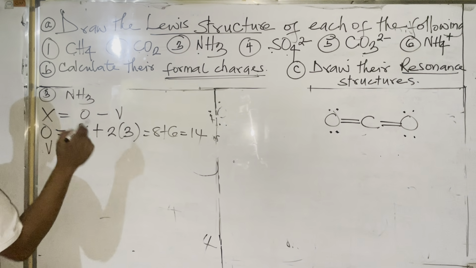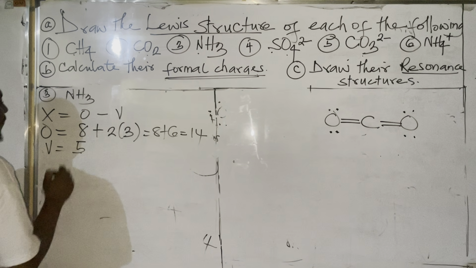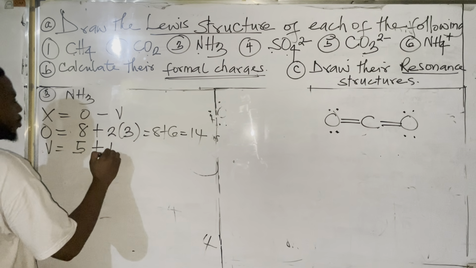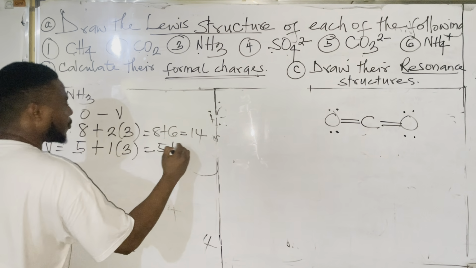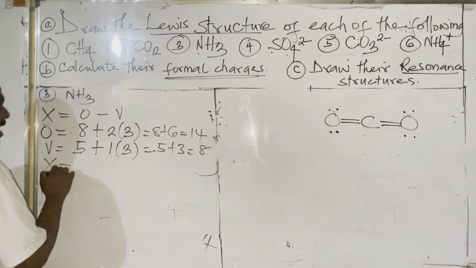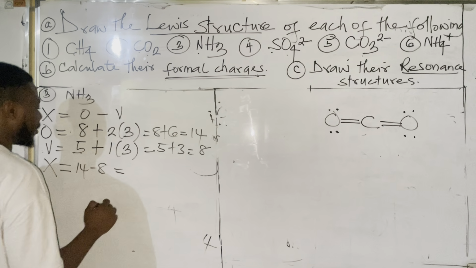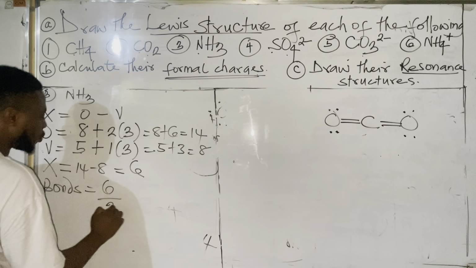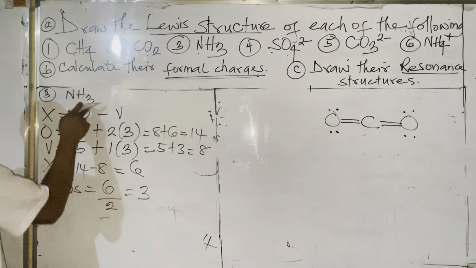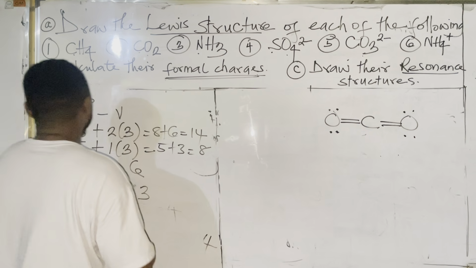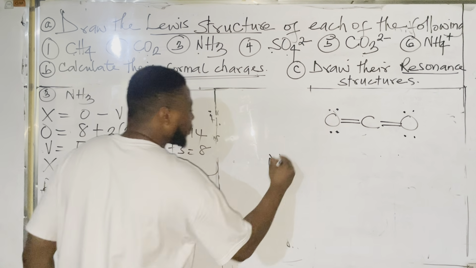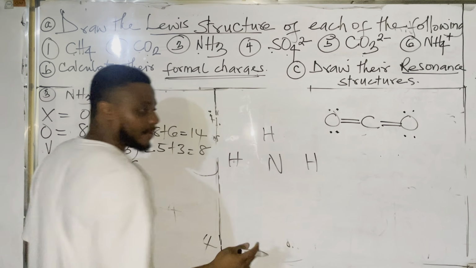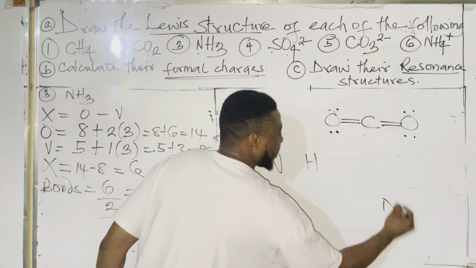All right. Then V, nitrogen is in group 5, so we have 5 valence electrons. Hydrogen is in group 1, so 1 times 3. So this will be 5 plus 3, which will give us 8. So X will be 14 minus 8, which gives us 6. So bonds here would be 6 over 2, which gives us 3. Between nitrogen and hydrogen, automatically, we should know that nitrogen will be the central atom. So we put nitrogen here, surrounded by 3 hydrogens. 1, 2, 3. Remember, the resonance form, you can also draw it like this.